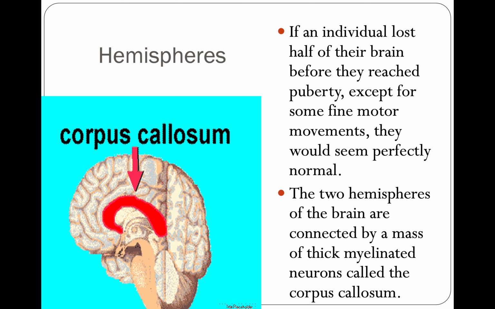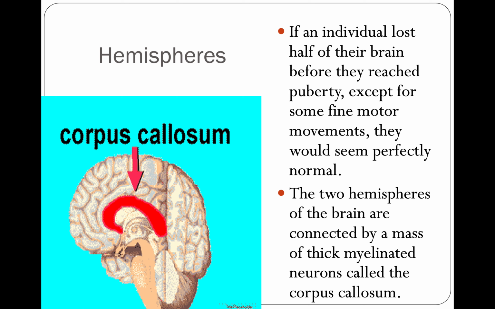The 2 hemispheres of the brain are connected by a mass of thick myelinated neurons called the corpus callosum. And this is a corpus callosum, this red thing right here. It's not really red in your brain. It's actually white. It's very pale. The rest of your brain is kind of an off-white, and of course the gray matter, but this portion is white. This is connective tissue, and it connects the 2 hemispheres of the brain.